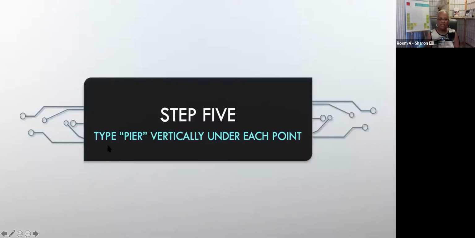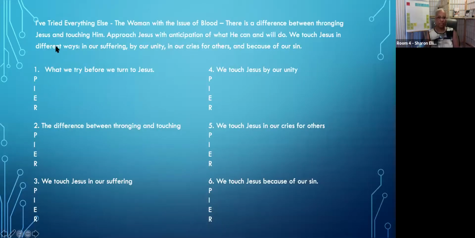Step 5. Type PIER vertically under each point. So here's what we just did. 1, 2, 3, 4, 5, 6. And it will still go straight down. I just ran out, I couldn't put it on the screen, but it'll go straight down. What we try before we turn to Jesus, PIER. The difference between thronging and touching, PIER, right? So you just go straight down. I'm going to explain PIER, obviously. Okay, this is step 5. Type that in.